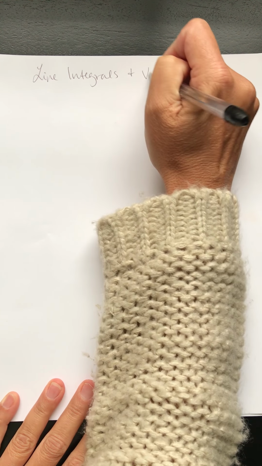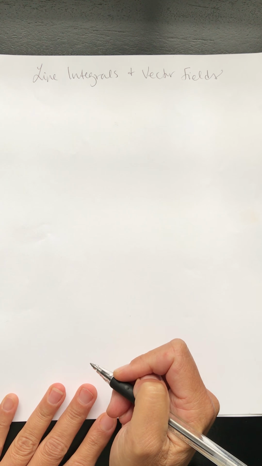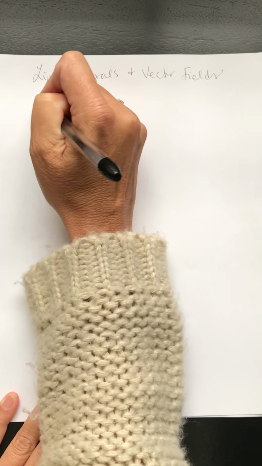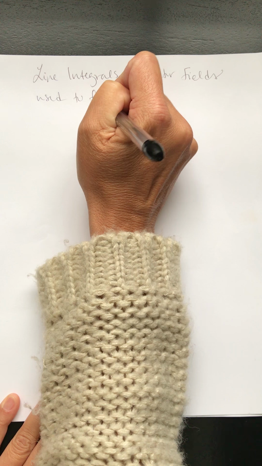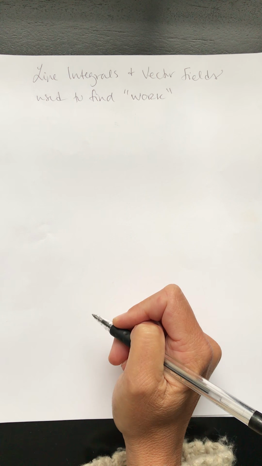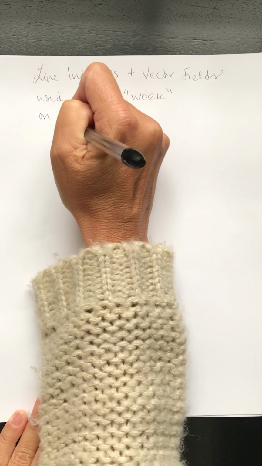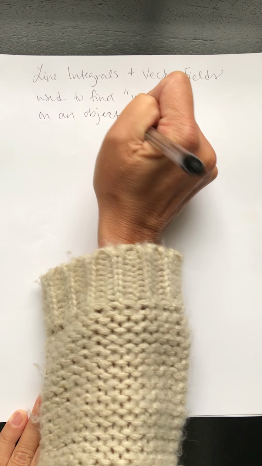I just wanted to finish section 15.2 with you in your textbook. We introduced the idea of a line integral, and we talked last week about vector fields. So today we're going to talk about line integrals and vector fields. What this is mostly used for is to find what we call work, the work done on an object moving along a path.